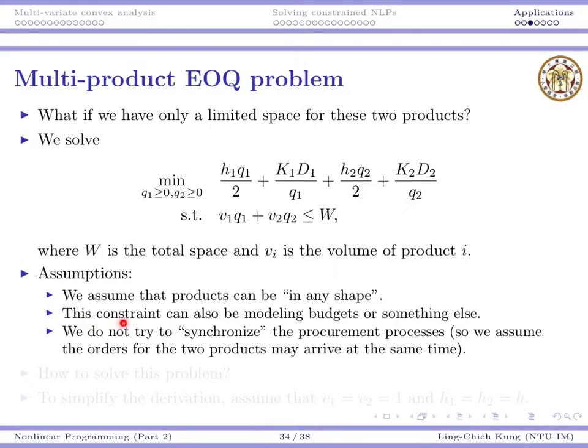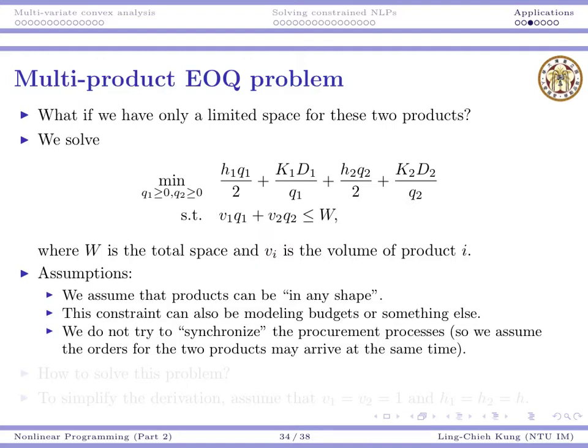Also, the constraint can be modeling budgets or something else. Think about this: the constraint may be that we have a fixed budget for procuring products, and we are required not to procure too much. Then this becomes a budgeting constraint. So conceptually this can be anything requiring us not to order too much.